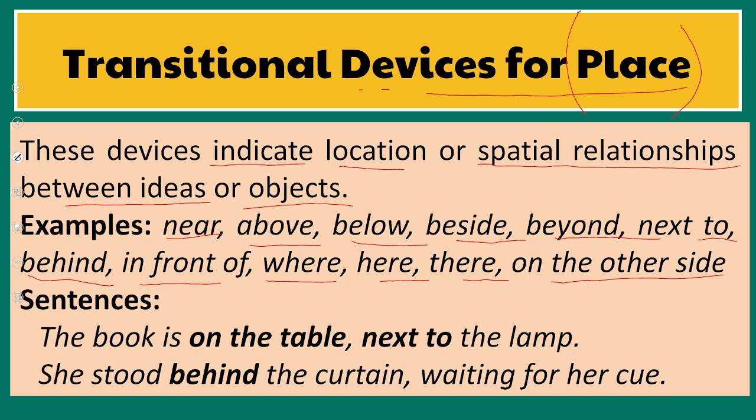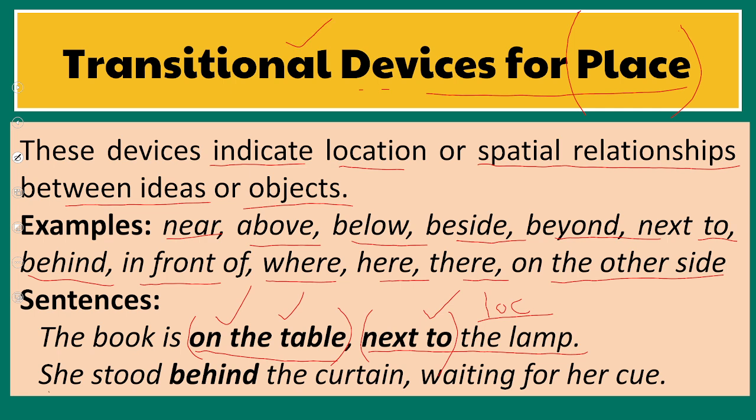So here the example, the book is on the table. So here this is actually a transitional device for place, because it is telling about the place of the book. The book is next to the lamp, the book is on the table, it tells the position of the book with regard to the table. And now where on the table? The book is on the table next to the lamp, because next to and on the table both are telling the place of the book, the location of the book. That's why these both are working as transitional devices for place.